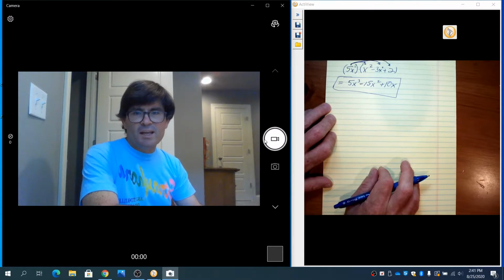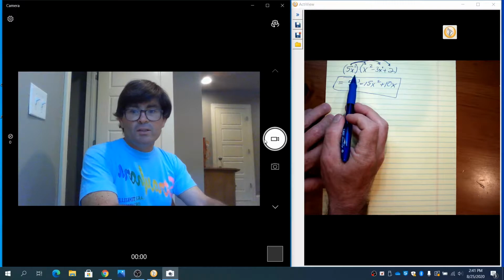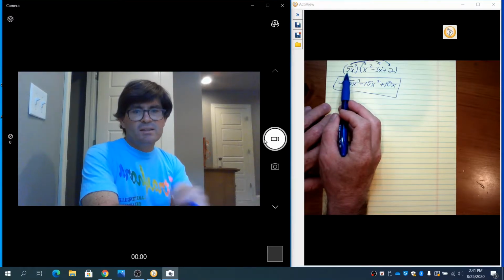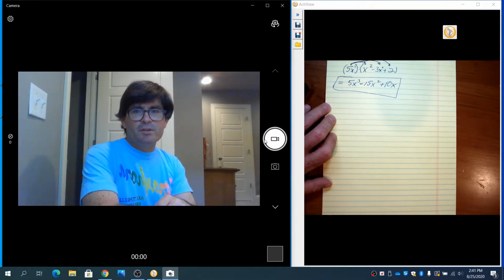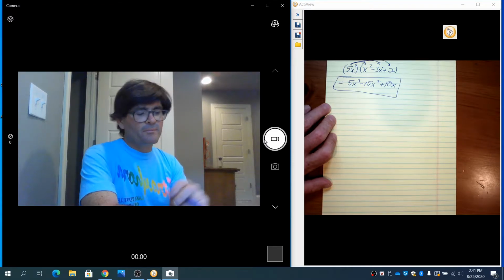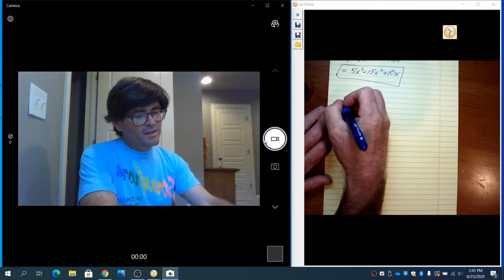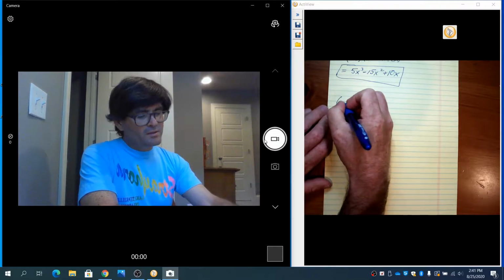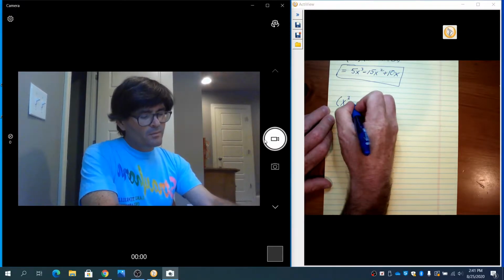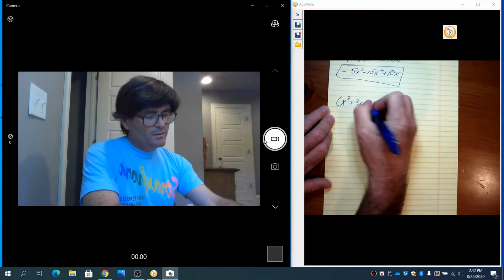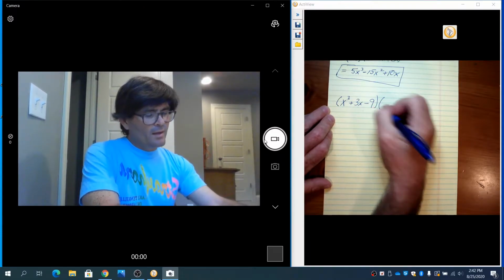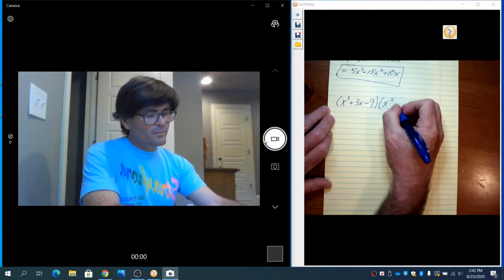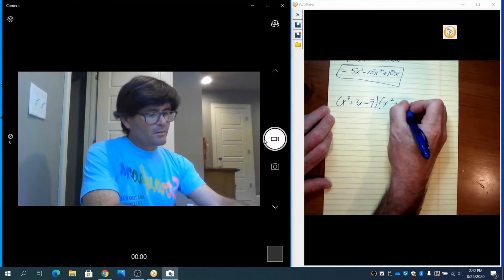I'm going to do another example using two polynomials, one that's longer than just 5x. And after we do that next example, I'm going to show you another method to do either of these that is popular, called the box method. So next we're going to take two polynomials. This time we'll have x cubed plus 3x minus 9. And we'll have x squared plus 5.